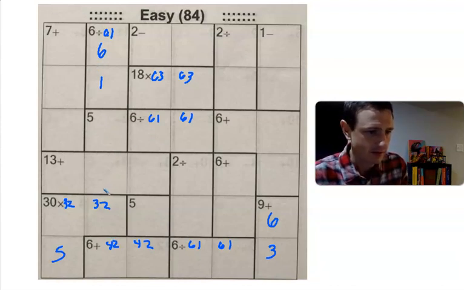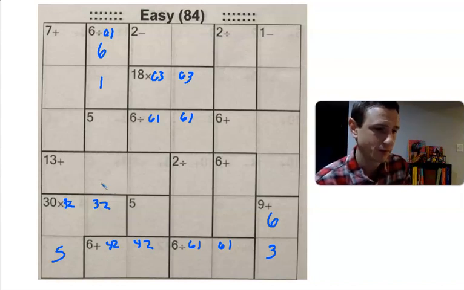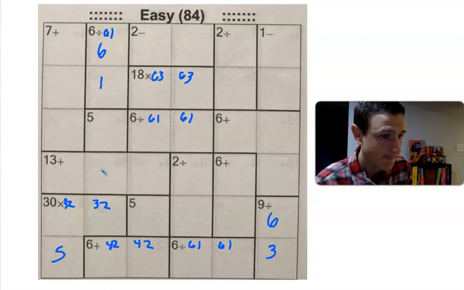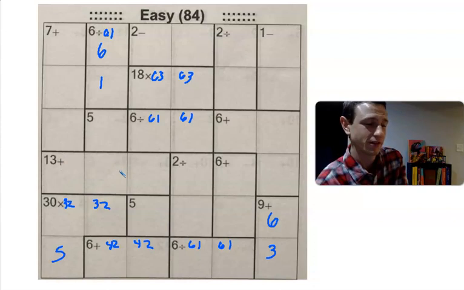6, 5. So 4 can still kind of go in a couple different spots. 3. Three can still go a couple different spots. 2 and 1. Okay. So I'm not getting much help. If this was 2, this would have to be 11, which cannot happen. So this is going deep.